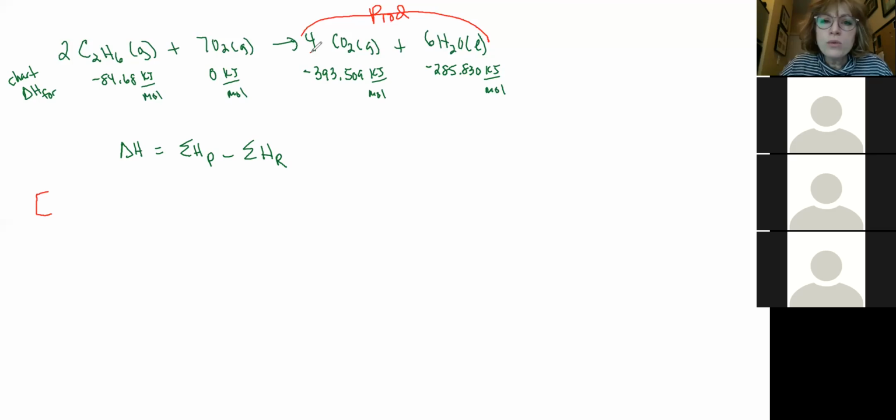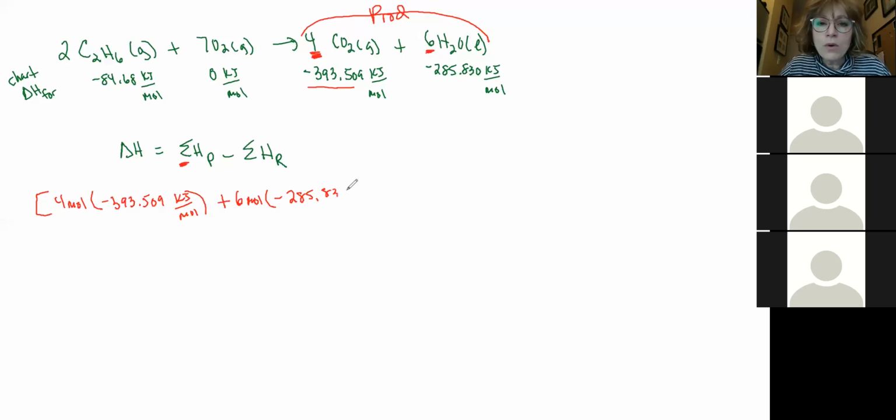So now this is where you concern yourself with the number of moles in the question. So it's 4 moles times this, negative 393.509 kilojoules per mole. Plus, because that's what this means. It means that's a summation sign. You add them all up. Plus, we have 6 moles of water. 6 moles times negative 285.830 kilojoules per mole. All right, that's the product side.